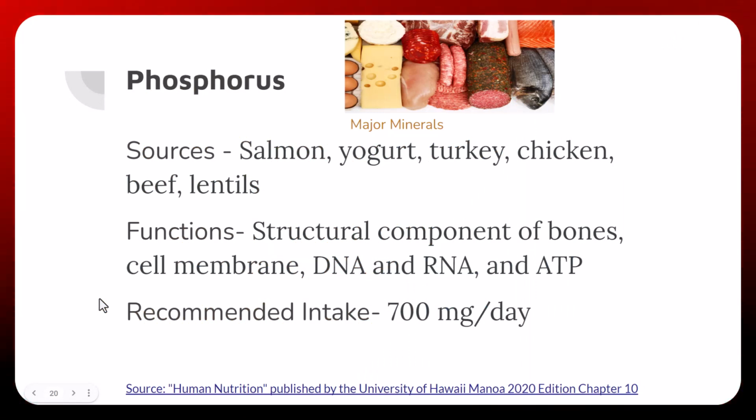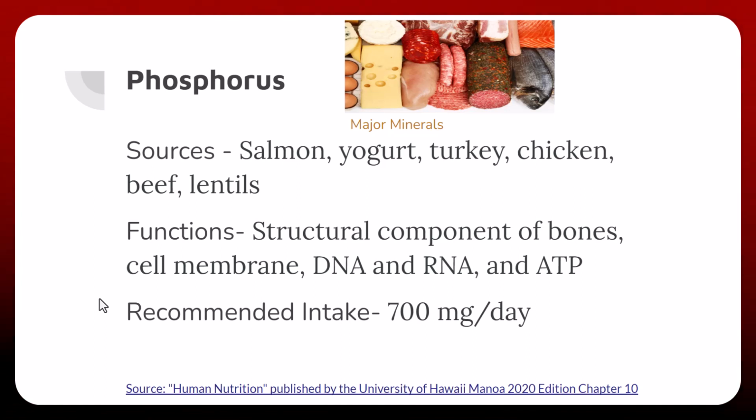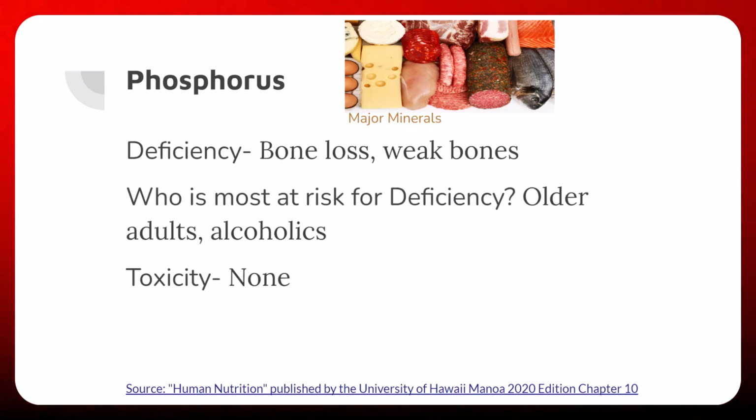Next, we're going to talk about phosphorus. Sources of phosphorus are salmon, yogurt, turkey, chicken, beef, and lentils. Its functions are as a structural component of bones, cell membrane, DNA, RNA, and ATP. Its recommended intake is 700 milligrams a day. And if you had a deficiency in phosphorus, you could develop bone loss, weak bones. And who is most at risk for this deficiency? Older adults. And also people with alcohol dependency.